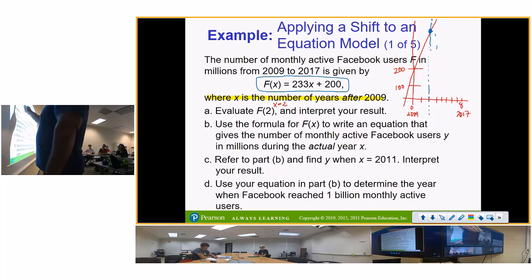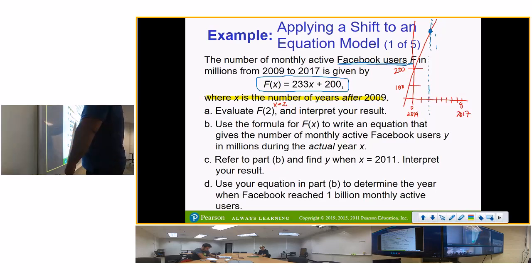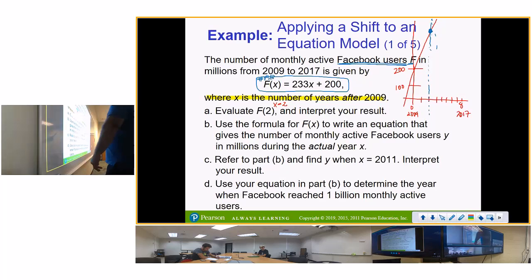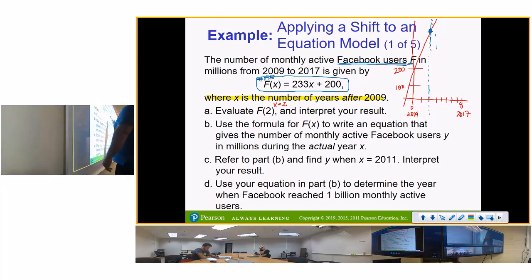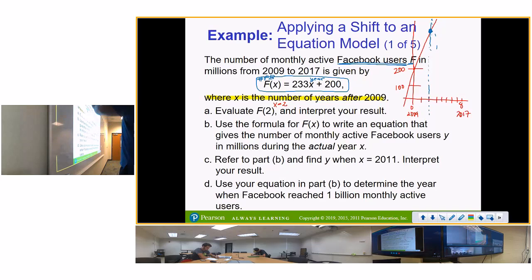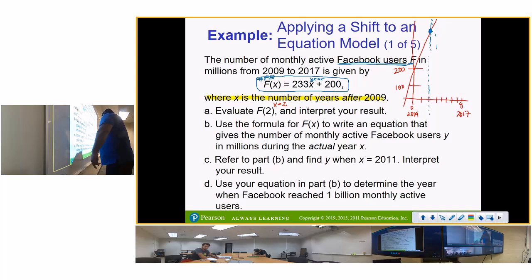Okay, let's read it. The number of months active users, F, so F is what? Facebook users, right? So that's the number of Facebook users, which is equal to years, not millions of years, but years, and the Facebook users in millions. So here, when Facebook reached what? So what would you set this to?